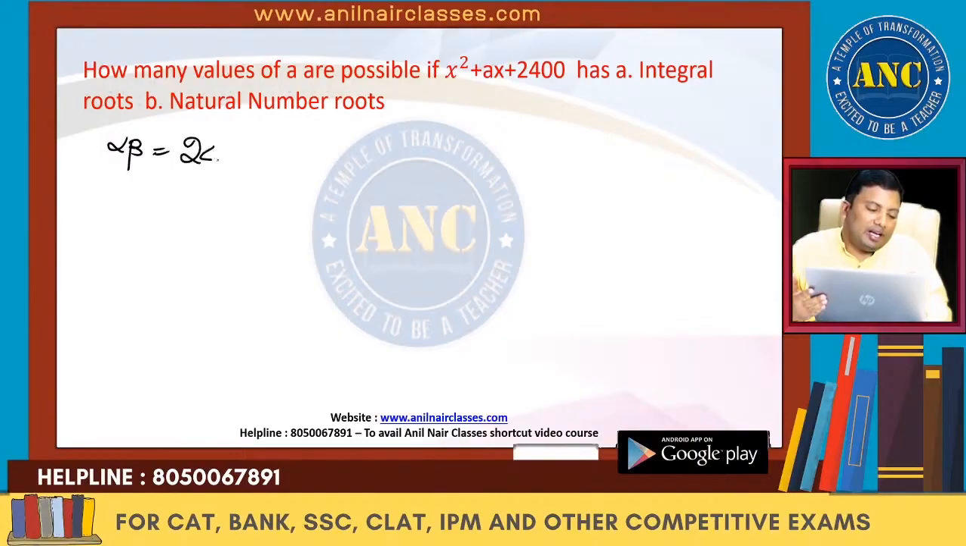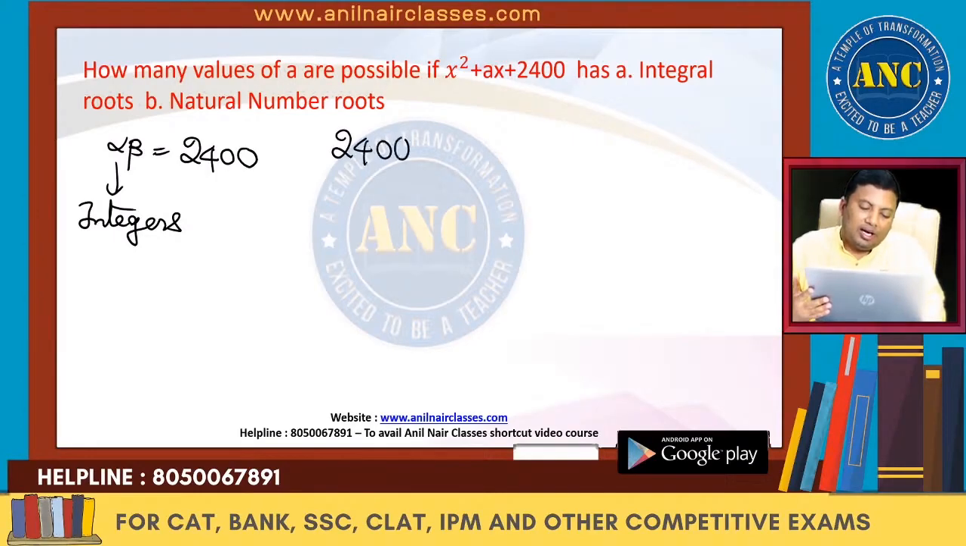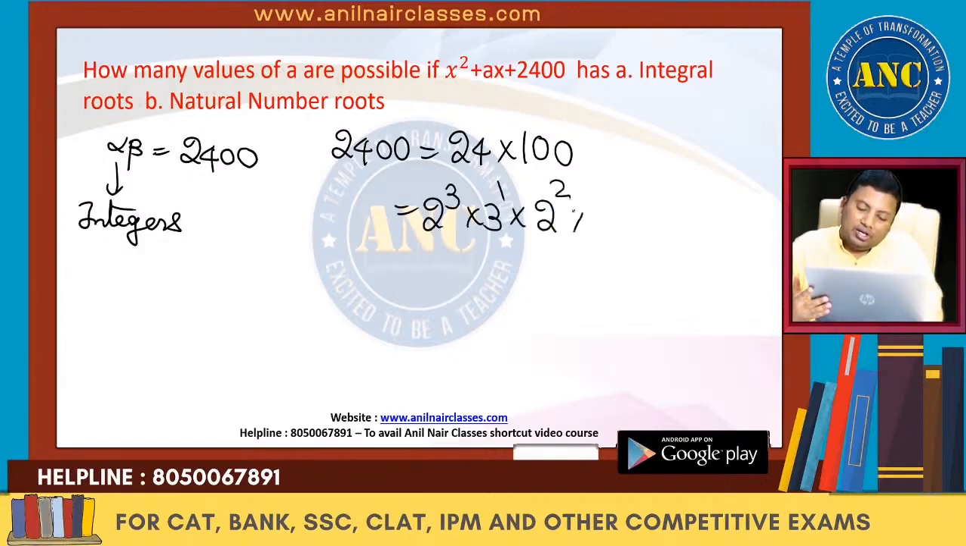Alpha beta is nothing but 2400. These are nothing but integers. So 2400 is nothing but 24 into 100. 24 is nothing but 2 cube into 3 power 1, and 100 is 2 square into 5 square. So it is nothing but 2 power 5 into 3 power 1 into 5 square.